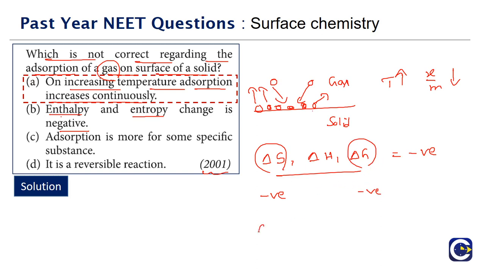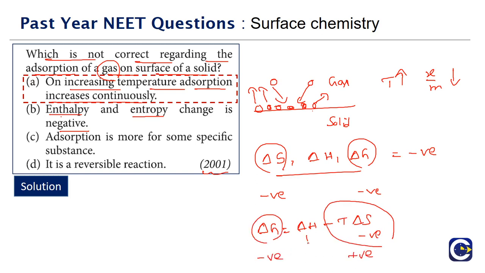And if you look at the relation, delta G must be equal to delta H minus T delta S. If delta S is negative, that would mean overall this will be positive. To have delta G negative, the only alternative is delta H must be negative. So the adsorption should also be a negative enthalpy process. So the adsorptions, whichever type we consider, will be both negative enthalpy as well as negative entropy. So this is not an incorrect statement, it is a correct statement.